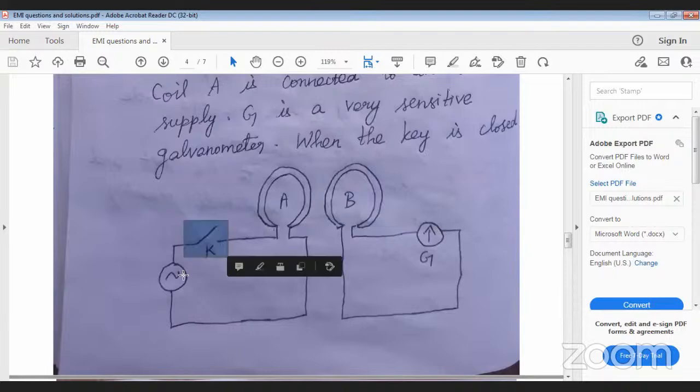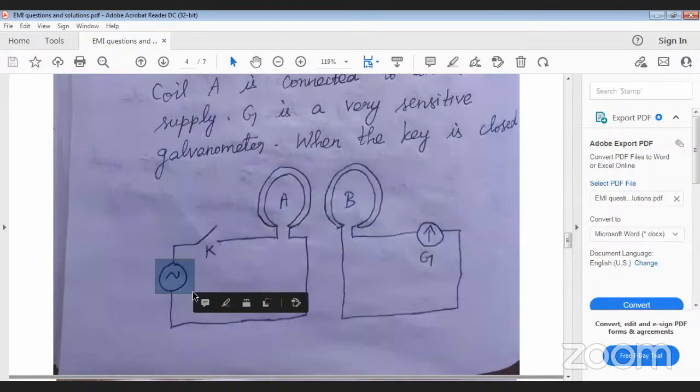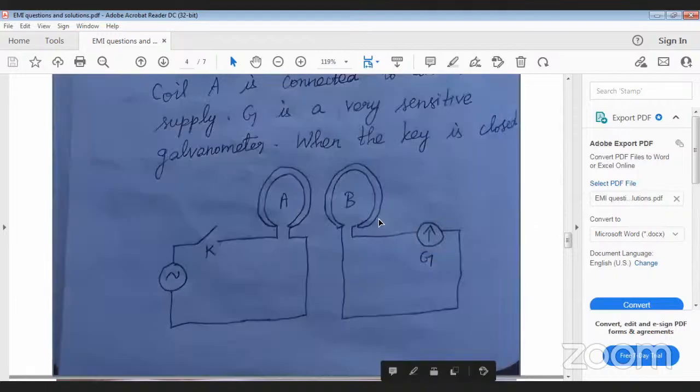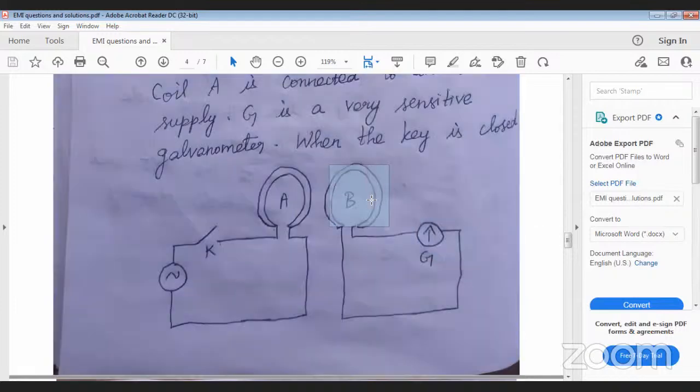So if the frequency of the AC signal here is very high, what will happen? Since it is a very sensitive galvanometer, the induced current flowing through the coil B will also vary very, very quickly, and due to that, the galvanometer deflection will be very vigorous. So due to the very fast movement of the galvanometer deflection when the AC signal frequency is high, we can't actually observe whether the galvanometer needle is moving or not, because when the input frequency is very high, the galvanometer deflection also will be very, very high.